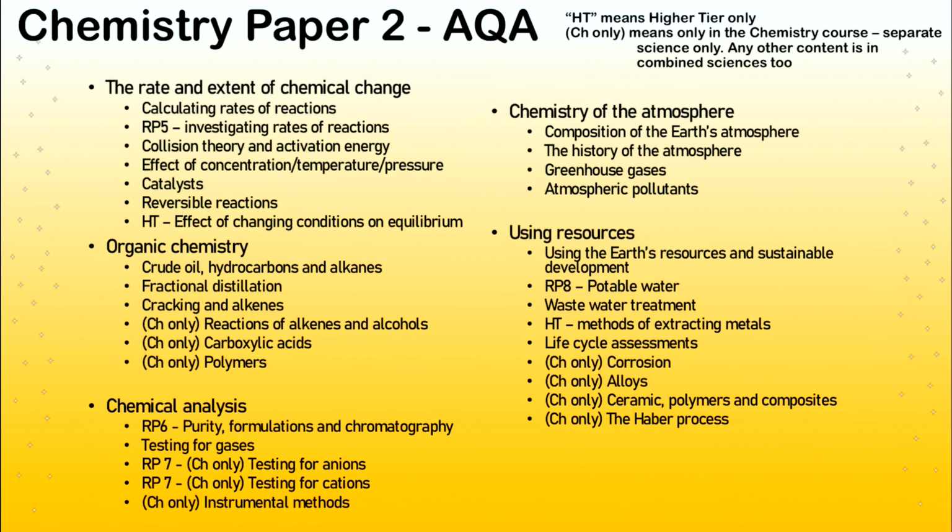In this session we're going to be looking at the topic of organic chemistry. Within that we're going to be looking at what crude oil is, hydrocarbons and alkanes. We're going to look at how we can fractionally distill crude oil to separate it into its fractions. We're going to look at how we can crack alkanes to make alkenes. We're looking at what they can do and what alcohols can do, and carboxylic acids and polymers.